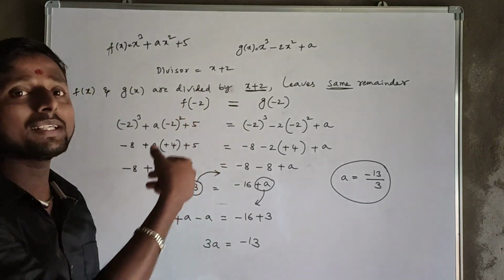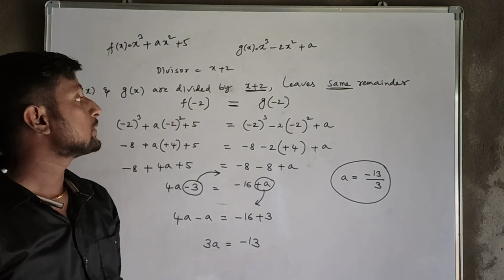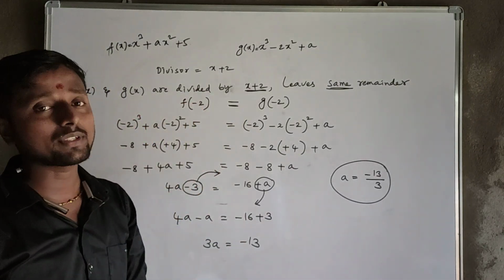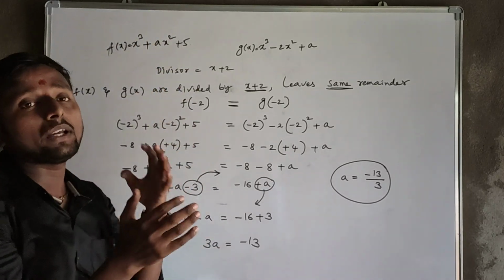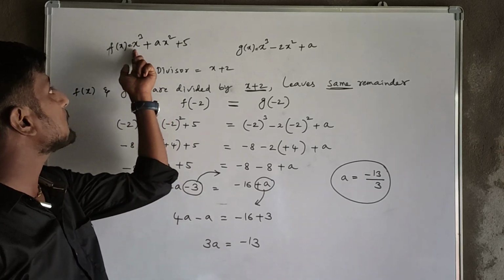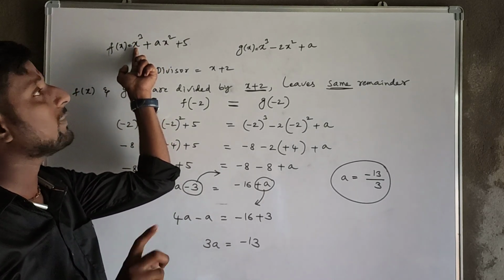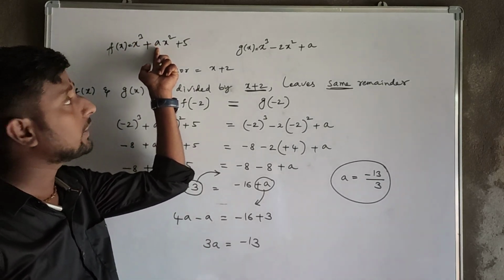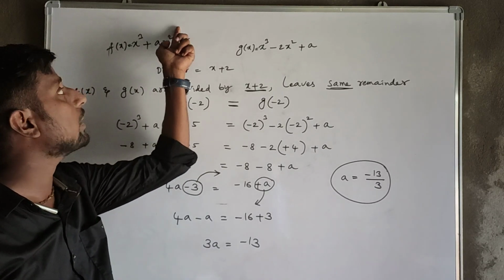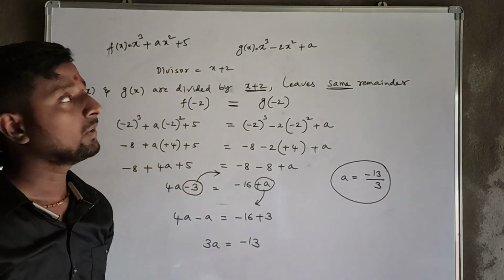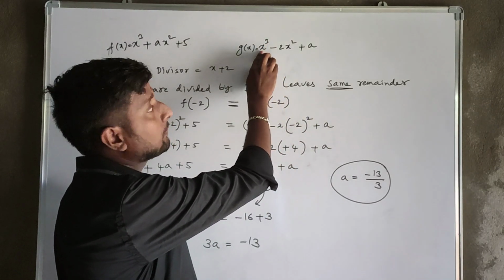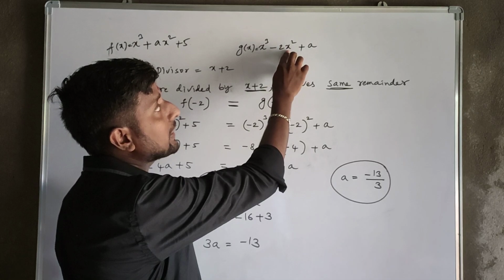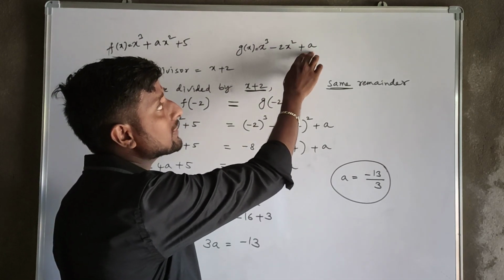So that's why I put the equals to sign. As we know, f of minus 2 is nothing but substituting minus 2 in the polynomial. Wherever the x is, x power 3, that means minus 2 whole power 3. Here it's a constant, x minus 2 whole square plus 5 as it is. Coming back here, minus 2 whole cube, because it is x, minus 2 whole square, plus a as it is.